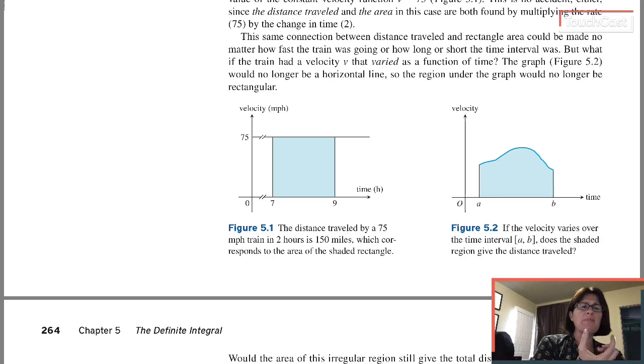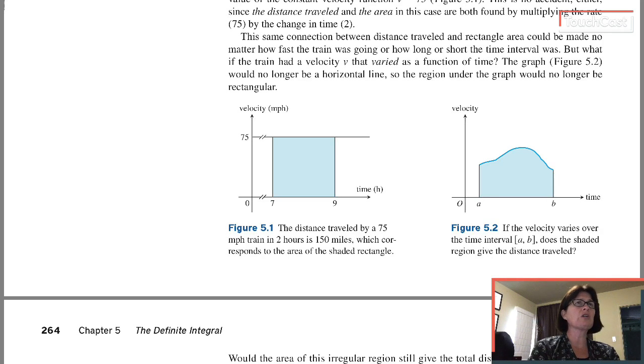And if you think about the math you did, the 2 hours, which is the time the train travels, multiplied by the 75 miles per hour, which is the speed at which the train is traveling, you exactly found the area of the rectangle that's shaded in blue there.